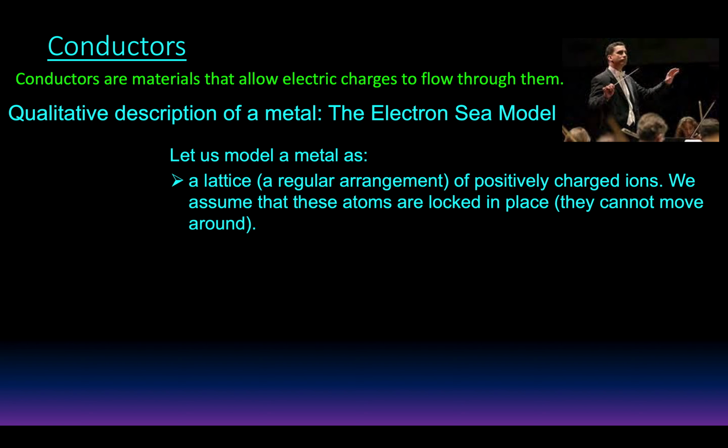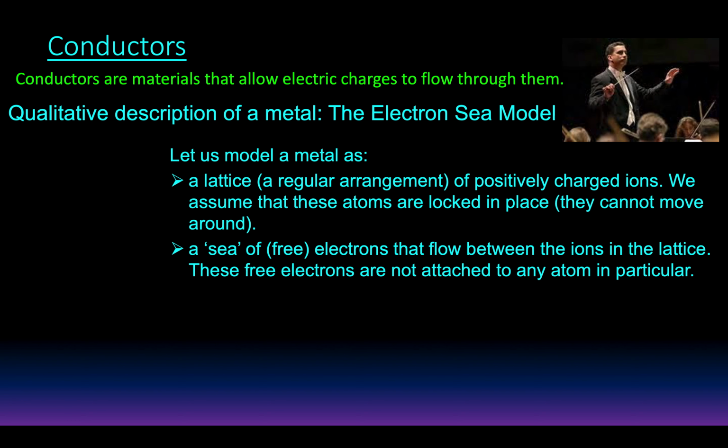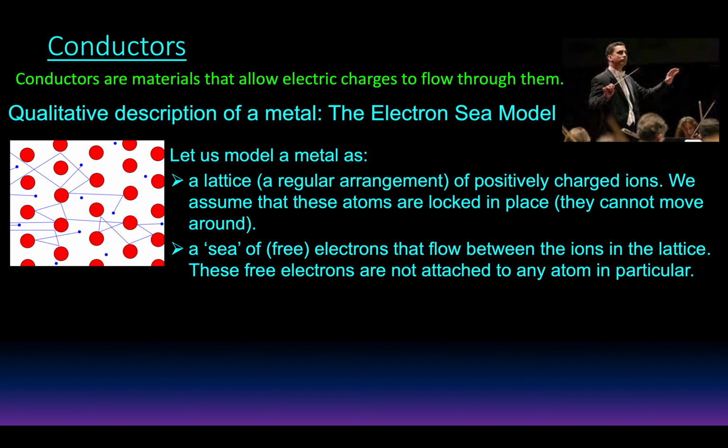Now, we focus on the lattice that all these atoms are arranged in, and we notice that there are a lot of electrons just flowing, zooming about between the ions in this lattice. We call these the free electrons or the sea electrons, and we notice that these electrons are not really attached to any one atom in particular. They're just kind of flowing between them, attached to all of the atoms, if you will. So if we were to zoom in, we might see something like this.